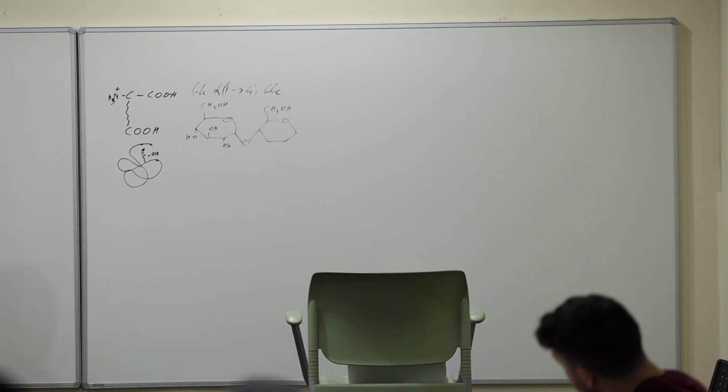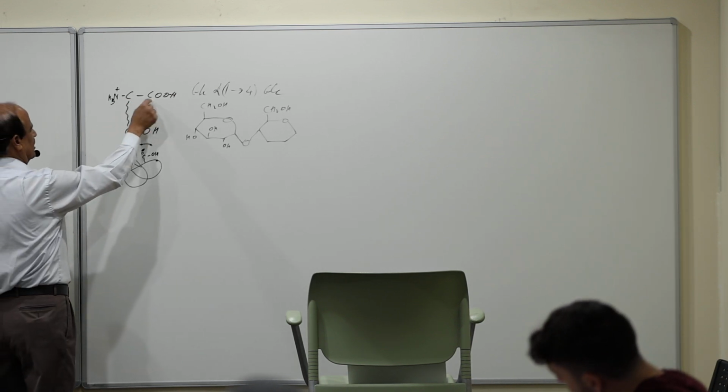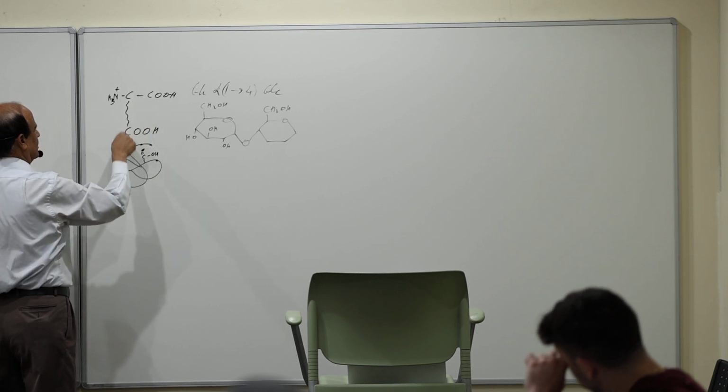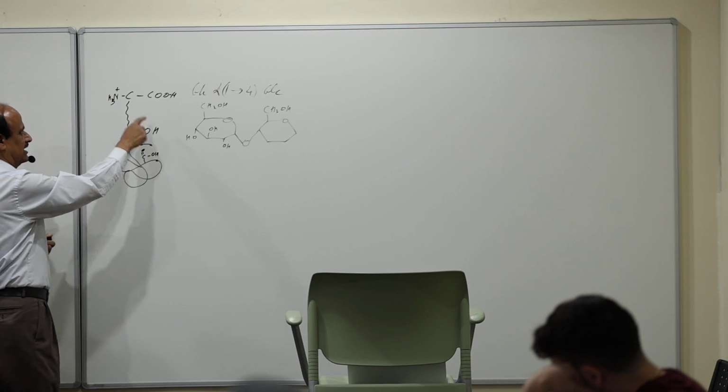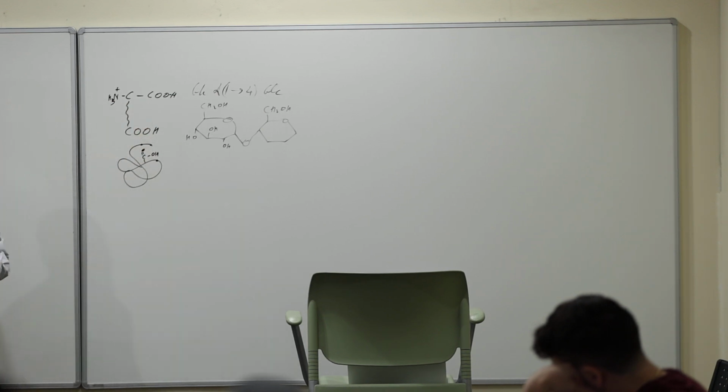Because the alpha group is one carbon away, and the side chain one is several carbons away from the nitrogen, the effect of the nitrogen on this one is less than on the first one. So the alpha carboxyl always has a lower pK than the side chain.